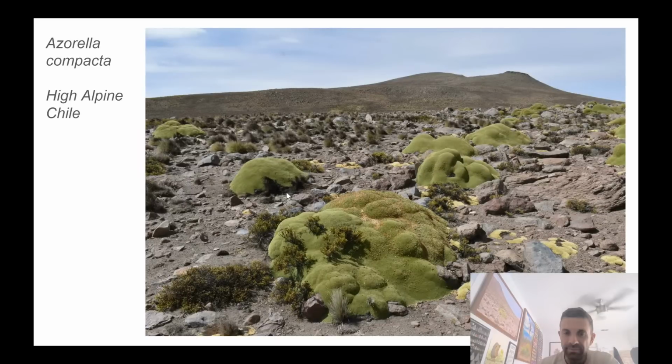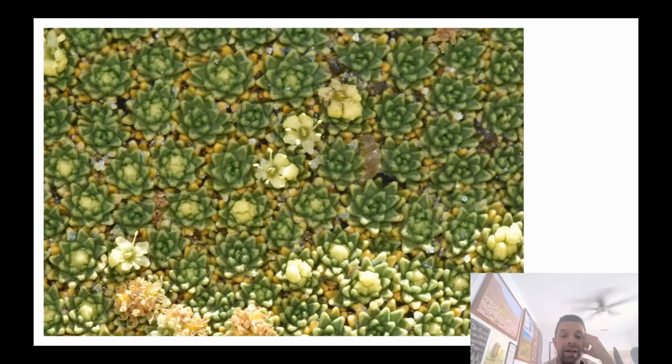Okay, Azorella compacta. On the other side of the world, this is in northern Chile, a really weird plant. This is one plant, this green lump. That's another plant. This plant is known by plant nerds all over the world just for how bizarre it is. That's a member of the carrot family, and they can live very long.